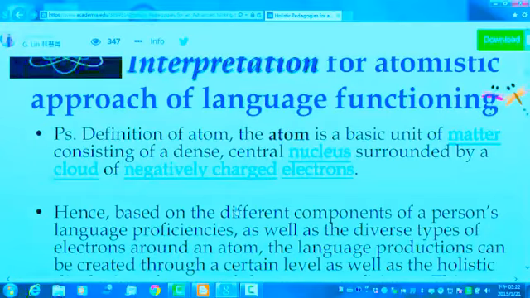The interpretation of the atomistic approach to language functioning means that language can be described with the metaphor of an atom. The atom is a basic unit of matter consisting of a dense central nucleus surrounded by a cloud of negatively charged electrons.